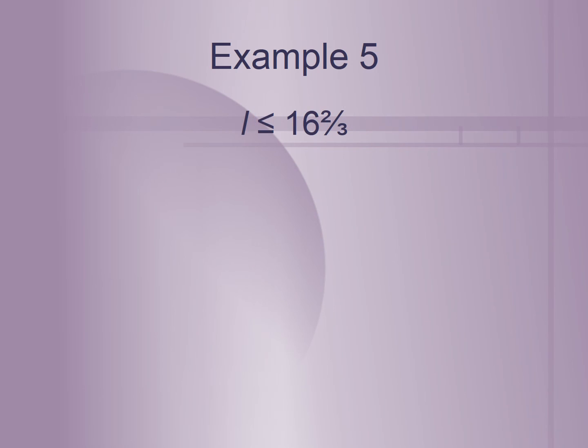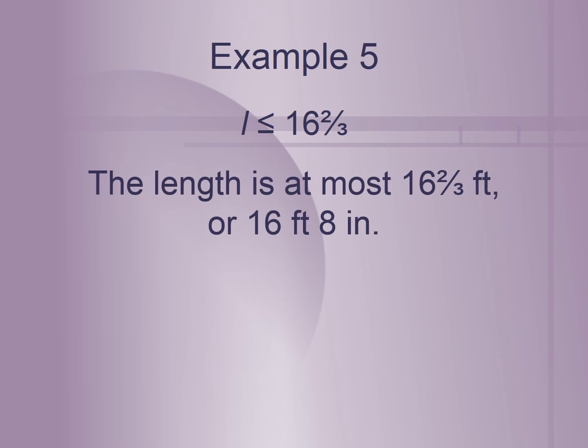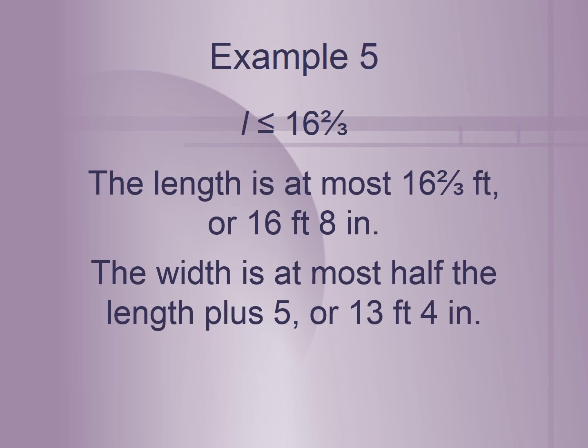So if my L has to be less than or equal to 16 2/3 feet, and my width is 1/2 of that plus 5, so half of 16 2/3 plus 5 is going to be 13 feet and 4 inches. Go ahead and try some problems on your own.